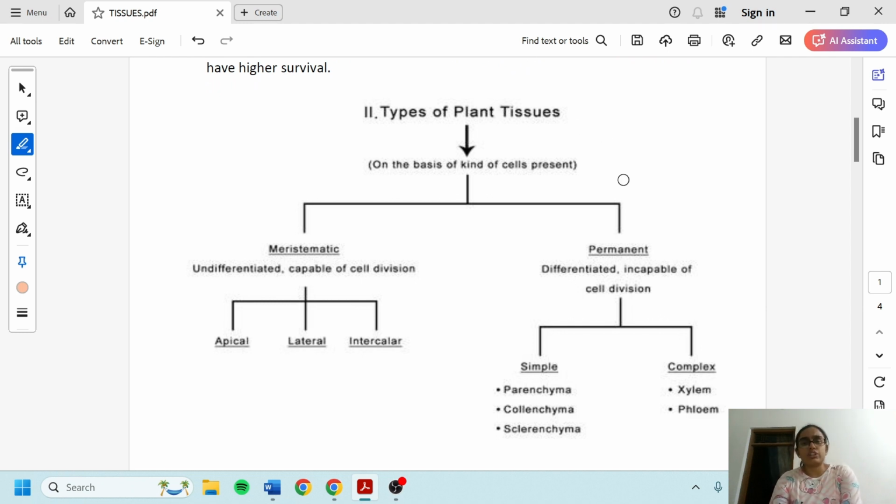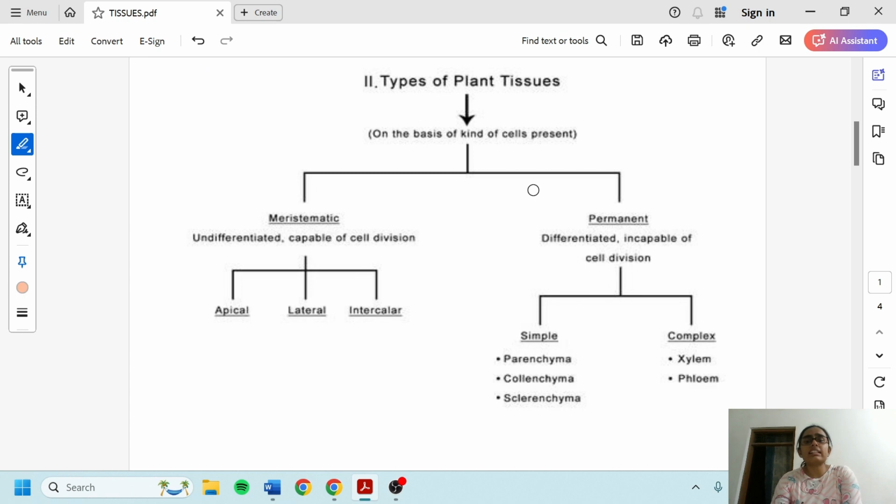Now, talking about the types, plant tissues are divided on the kinds of cells present, such as meristematic cells and permanent cells. Meristematic cells are undifferentiated cells which are capable of self-division. Whereas permanent cells are differentiated and incapable of cell division. If we are talking about cell division, we are talking about growth. Growth can be apical, that means lengthwise, or lateral, widthwise or thickness-wise, and intercalary. Whereas in permanent tissue, we see simple and complex tissue. Simple tissues are parenchyma, collenchyma, and sclerenchyma. Whereas complex tissues are xylem and phloem.